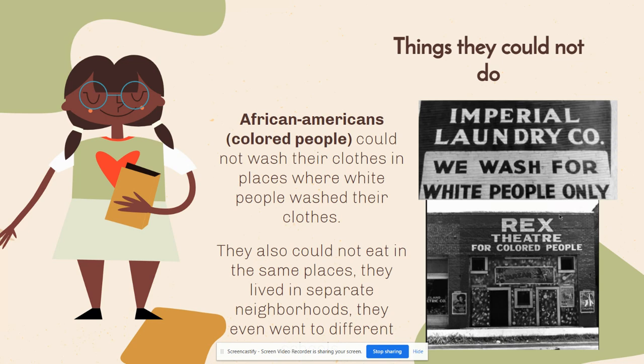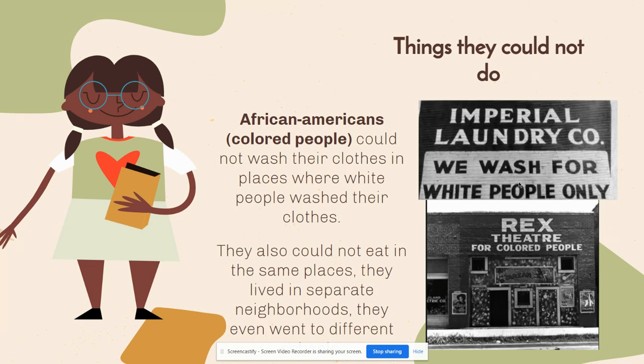Notice what it says. So African Americans, they were called colored people. So a long time ago, years ago, they were called colored people because their skin tone was darker. Now, African Americans, they couldn't wash their clothes in places where white people washed their clothes. So when I say white people, I'm talking about people that are light skinned. When I say colored people, I'm talking about people who have a darker skin tone. And African Americans back in the day, they were also called colored people. And they did things differently.